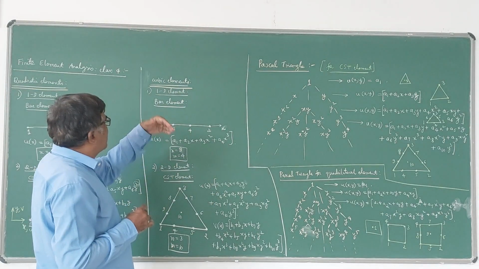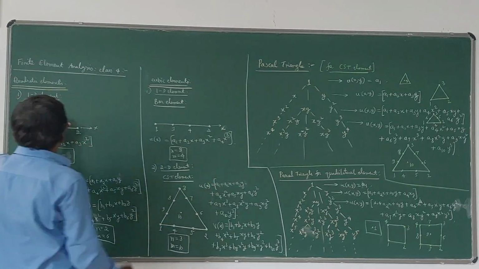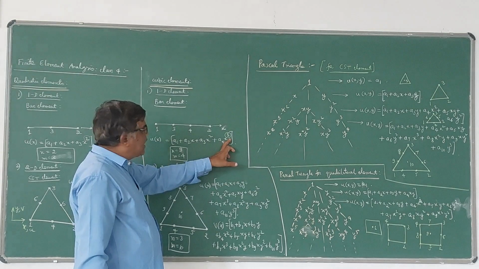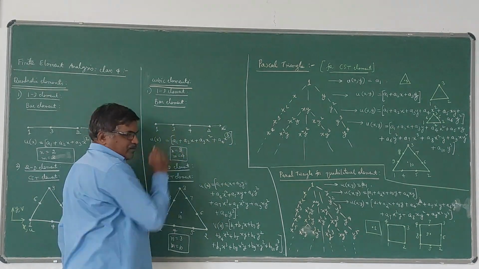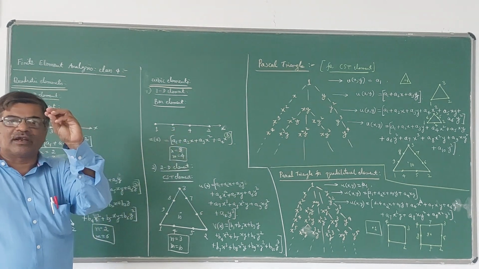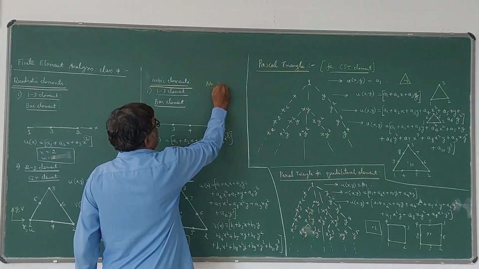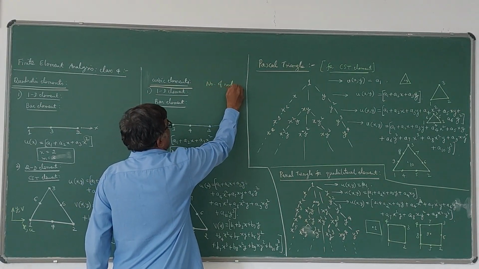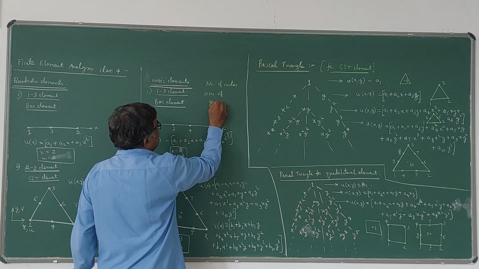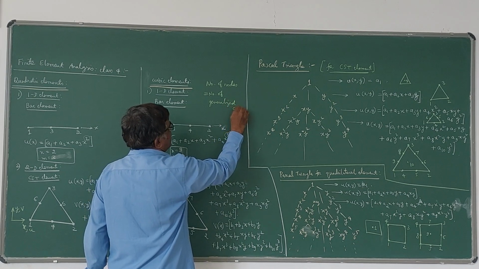Next type of element is cubic element. Cubic means x cube term should come. In quadratic you have x square term highest. In cubic you have x cube term. Here you will be having 4 nodes. So you can see the number of nodes is equal to the number of generalized coordinates. That is very important. The number of nodes is equal to the number of generalized coordinates, that is a1, a2, a3 like that. That concept you have to remember.